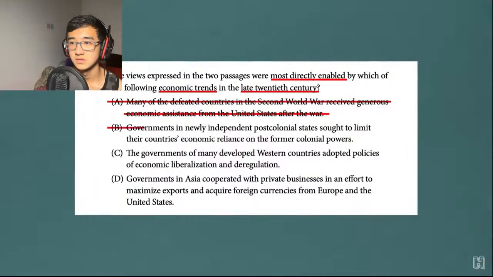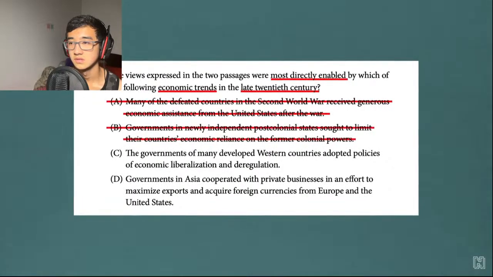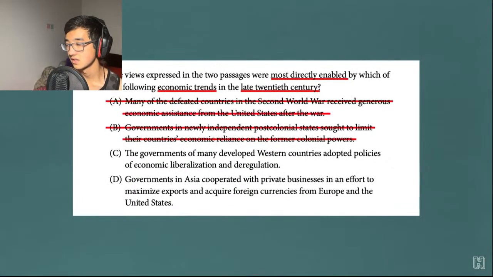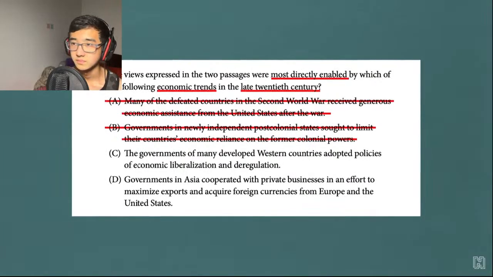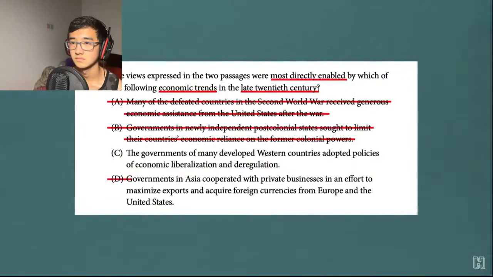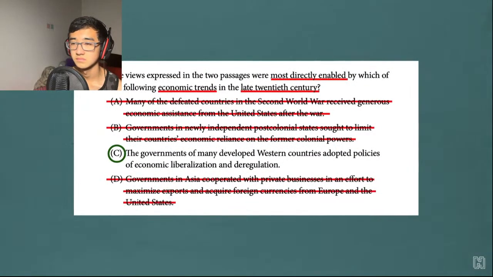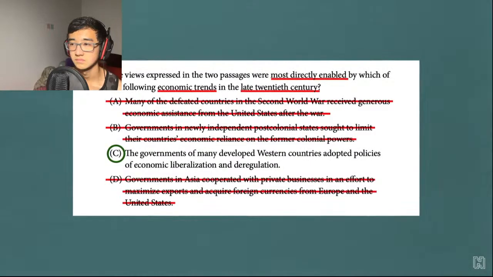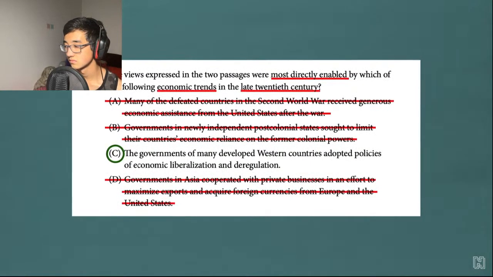It's a different thing. Ooh, D looks nice. Governments in Asia cooperated with private businesses to maximize exports and acquire foreign currencies from Europe and the United States. Again, that one sounds really nice and it talks about more of a globalized economy, but the stimulus is about United States corporations wanting deregulation in the global market. So it can't be D, it's got to be C. The governments of many developed Western countries adopted policies of economic liberalization and deregulation. Easy peasy lemon squeezy. Okay, next question.